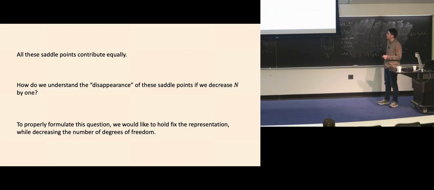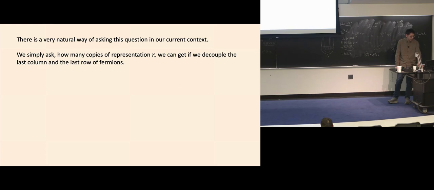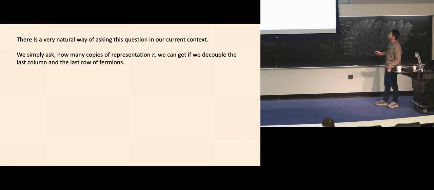The idea is that we want to hold fixed this representation and then change n. We don't want to also rescale this representation at the same time, because then you will just always get the same answer. We want to hold fixed the representation while decreasing the number of degrees of freedom. So that's what I explored in this model. And there is actually a very natural way to ask this question in our current context. We simply ask how many copies of representation R star we can get if we try to decouple the last column and the last row of fermions.